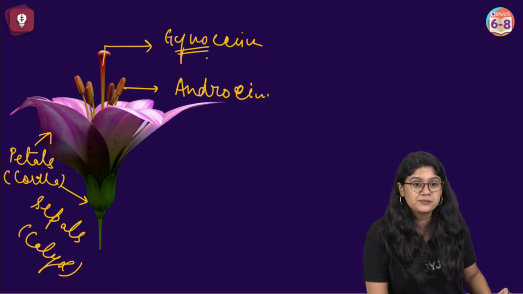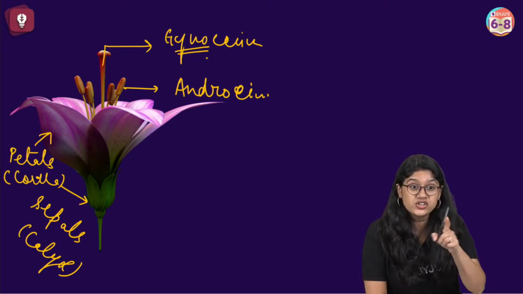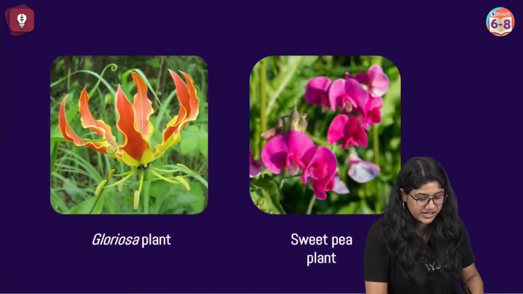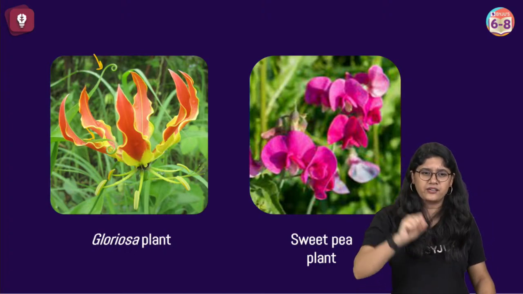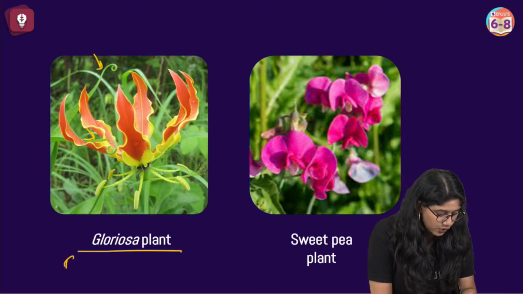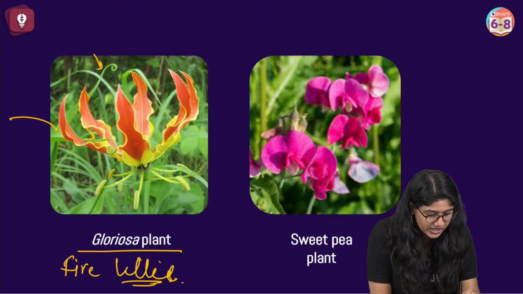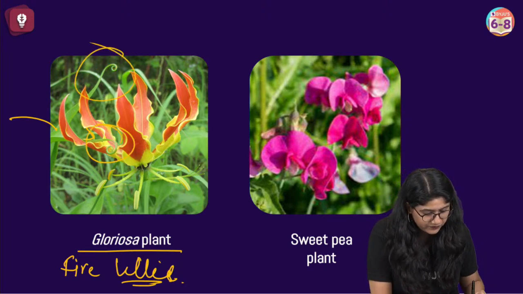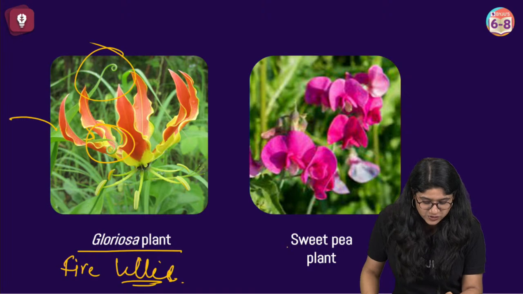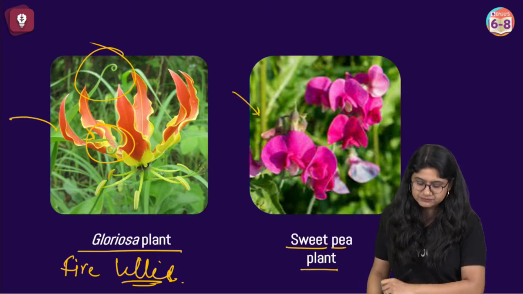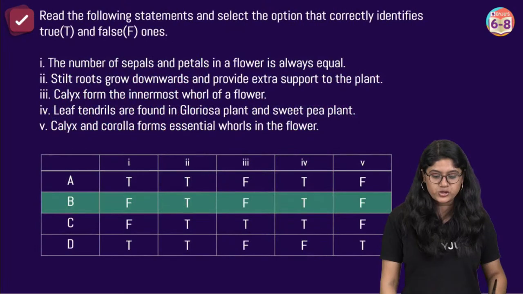I know, Kanti, it is out of syllabus, but in the Olympiad they will be asking you questions like this. Very good. Tendrils, Mohan, we will talk. See over here, these are the tendrils. Basically, they are those curvy structures that provide a little bit of support. Gloriosa plant is also called fire lily. This is how they look, and they have these tendrils that help in taking a little bit of support. And over here we have the sweet pea plant. Clear, everyone? So the correct answer is option number B.